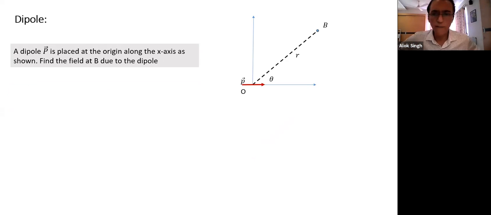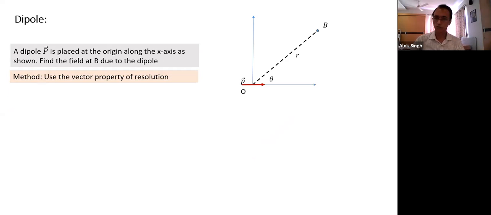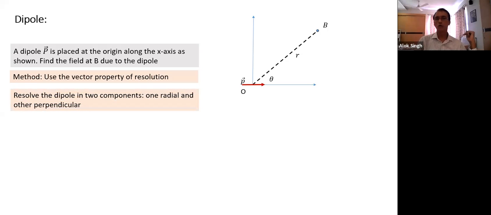That's the method of finding the field at a general point due to a dipole, and we'll come to a formula. I don't think you need to memorize the formula, but you need to understand the method. I'm going to use the vector property of resolution and resolve the dipole moment into two vectors, the way we resolve velocity, u cos theta, u sin theta. Similarly, resolve the dipole into two components, one radial and the other perpendicular, which we can call tangential also. The radial component is P cos theta, and the perpendicular component is P sin theta.